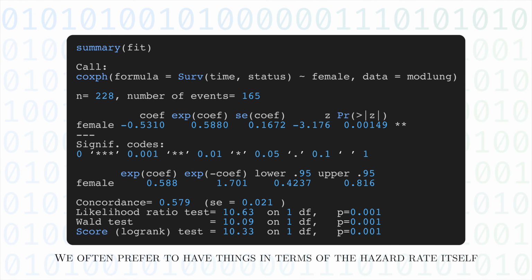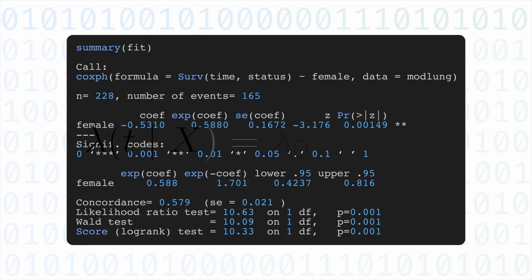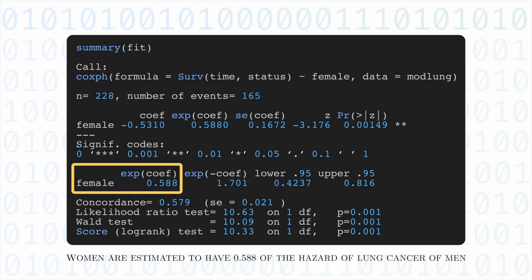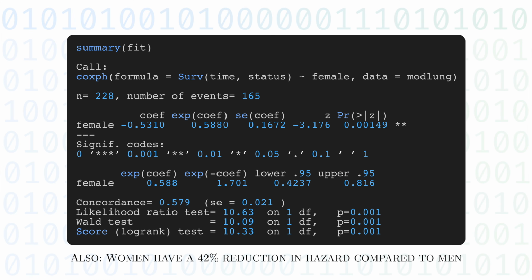But we'd often prefer to phrase things in terms of the hazard rate itself, which means we need to use this value here. E raised to the coefficient is the hazard ratio itself. You can interpret this parameter as a percent increase or reduction in the baseline hazard. The estimated hazard ratio is 0.58, meaning that the hazard rate for women is 0.58 times the baseline hazard, in this case, the hazard rate for men. In other words, a woman in the dataset has a 42% reduction in their hazard rate relative to men.